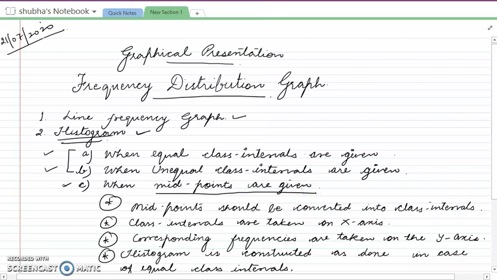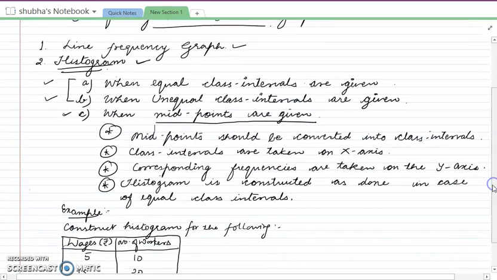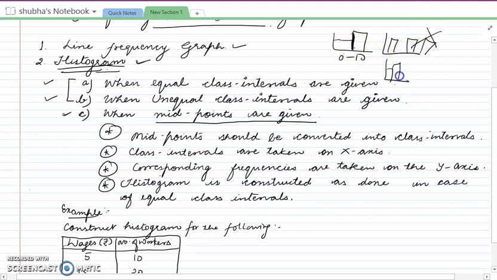First, we have to convert the midpoints into class intervals. Because histogram is two-dimensional, we need 0 to 10, 10 to 20, and so on. We have to join the bars; there is no gap between the bars in a histogram. Bar diagrams are drawn apart at equal distances, but a histogram is drawn with bars adjacent to each other, and it is two-dimensional, right?